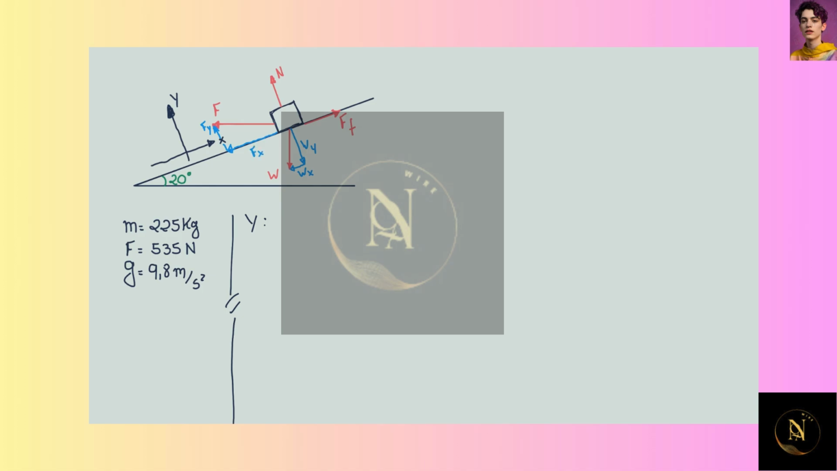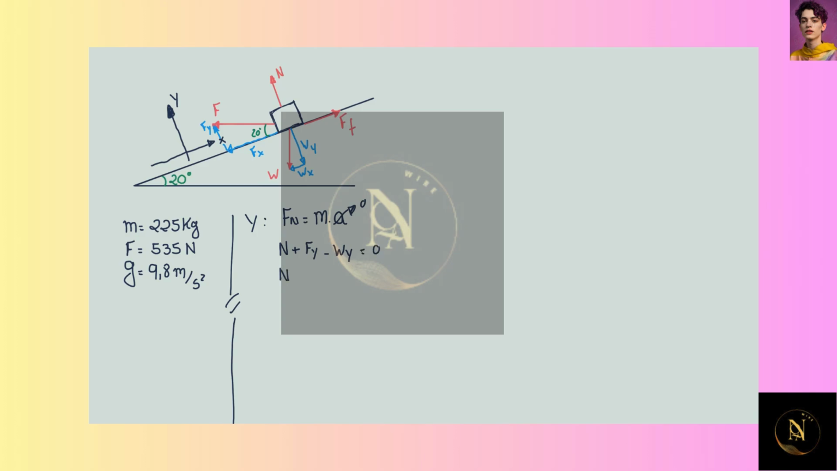Also notice that this angle is opposite to this angle. Therefore, both angles are 20 degrees. Now, going back to Newton's second law, we see that the net force is equal to the mass of the crate times its acceleration. Since it's resting, the acceleration is equal to 0. So the net force is 0, but the net force in the y direction is composed by the normal force that points to the positive y direction plus the force F, y component, that points to the positive y direction, minus the weight force, y component, that points to the negative y direction. And this is equal to 0.